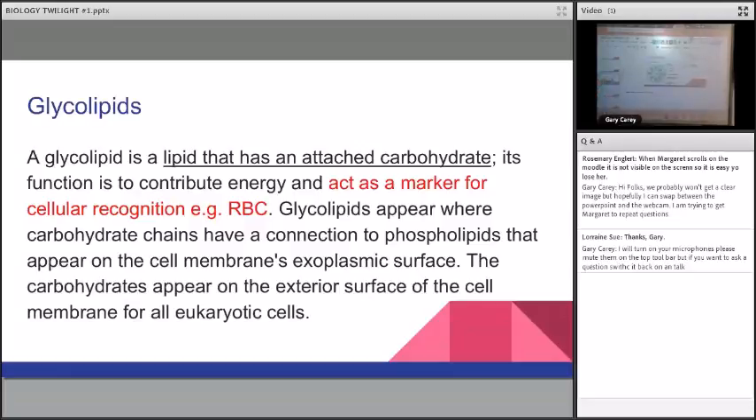Any other comments about that? Alright, there is no activity at the bottom for that one, so you can move on to the next slide.